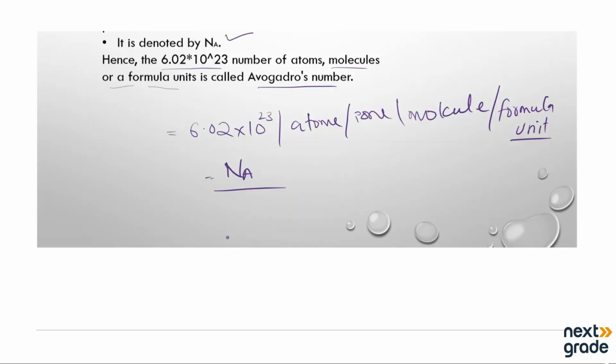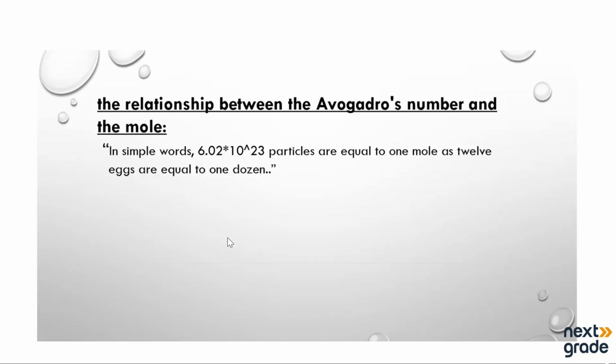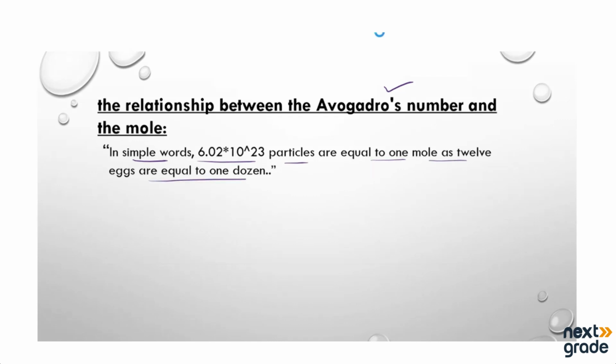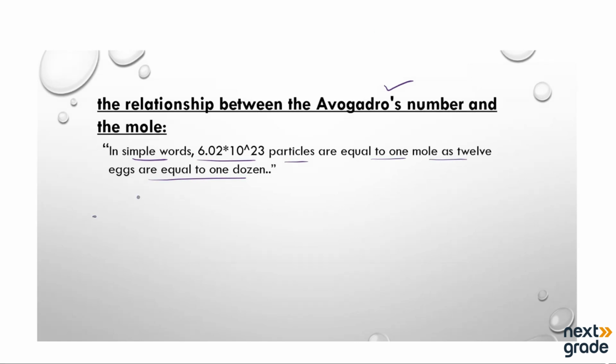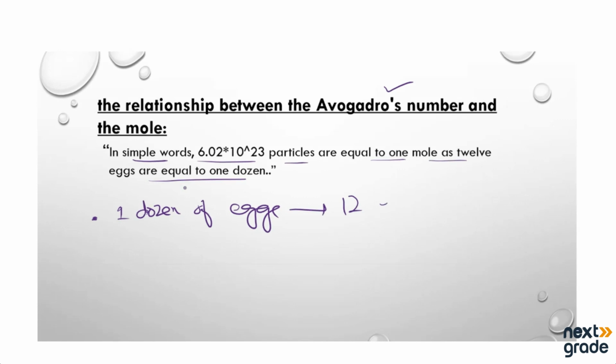Next, we have some explanation about Avogadro's number: the relationship between Avogadro's number and a mole. What is the relationship? In simple words, 6.02 × 10^23 particles are equal to 1 mole, as 12 eggs are equal to 1 dozen. Take a simple example: 1 dozen of eggs is equal to 12 eggs.